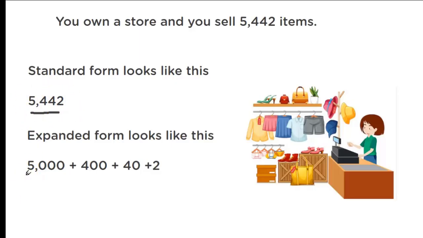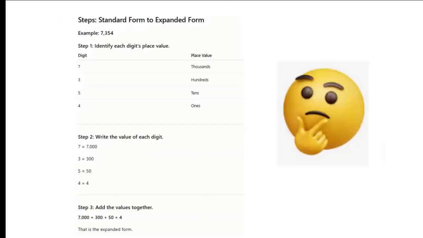The 5 is in the thousands place, so the value of that 5 in that place is 5,000. The 4 is in the hundreds place. The value of that 4 in that place is 400. The other 4 is in the tens place, so that value is 40, and then the 2 is in the ones place. The value is 2, and it's all stretched out. We expand it.